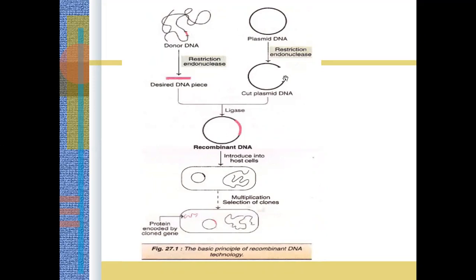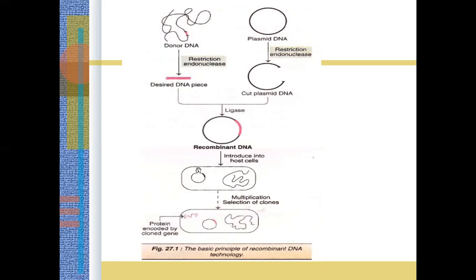So how is it done? It is done with the help of another enzyme called ligase. Ligase will fuse this desired DNA piece into the cut portion of the plasmid DNA. You can see that this red colored segment of DNA which we got from the donor cell's DNA is now ligated to the plasmid DNA, and hence the molecule created is called the recombinant DNA molecule. Now this recombinant DNA molecule we will use to incorporate into the host cell.